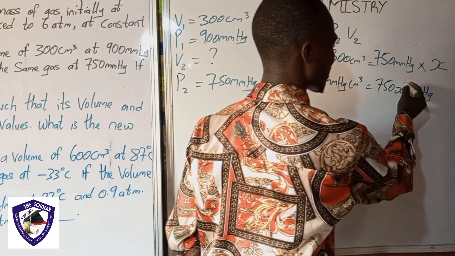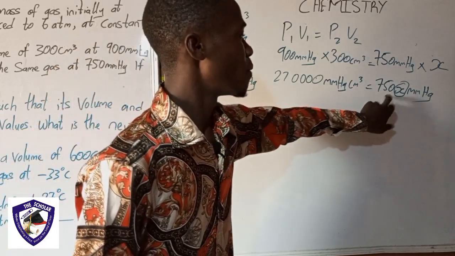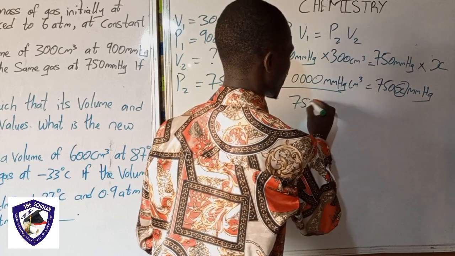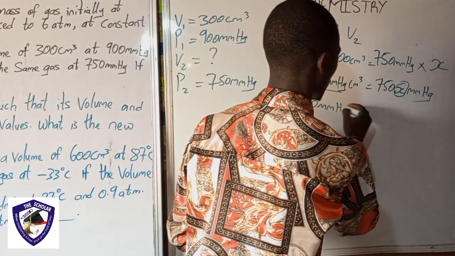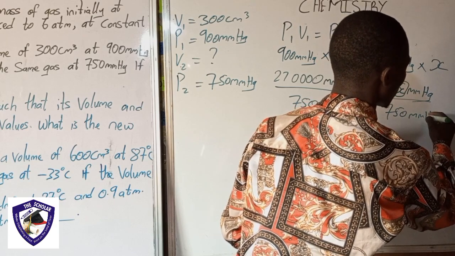Now we are looking for x. So the next thing to do is to divide both sides by 750 millimeter mercury. So now we have 750 millimeter mercury.